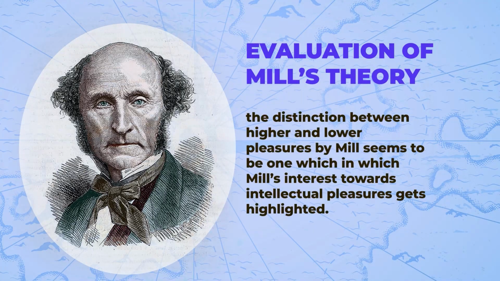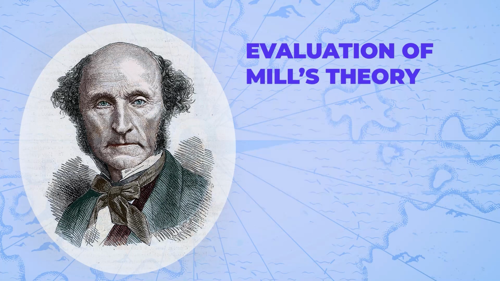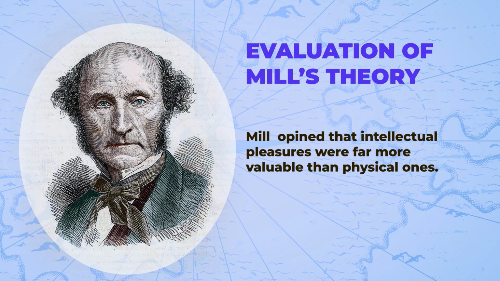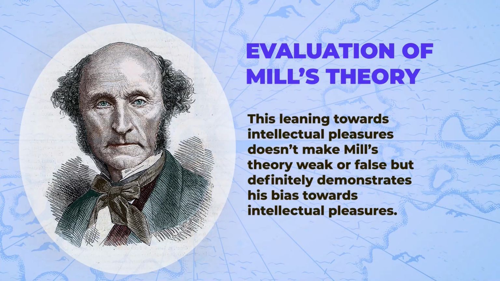We may note here that the distinction between higher and lower pleasures by Mill seems to be one in which Mill's interest towards intellectual pleasure gets highlighted. Mill opined that intellectual pleasures were far more valuable than physical ones. This leaning towards intellectual pleasures doesn't make Mill's theory weak or false, but definitely demonstrates his bias towards intellectual pleasures.